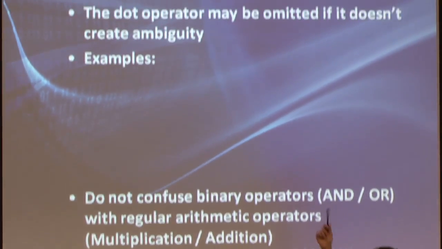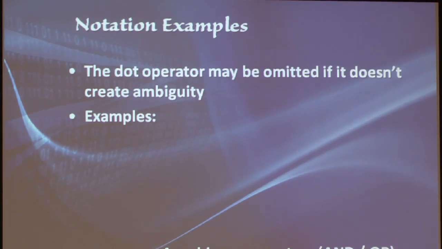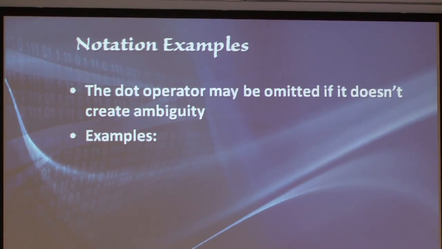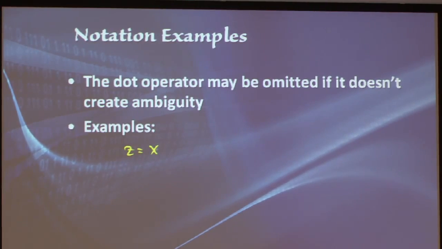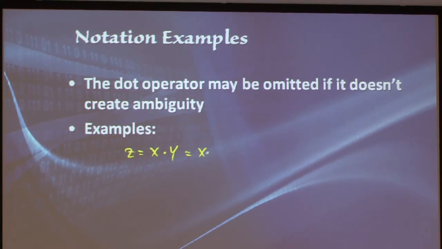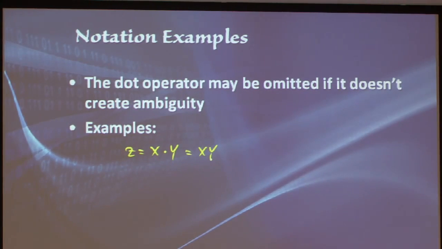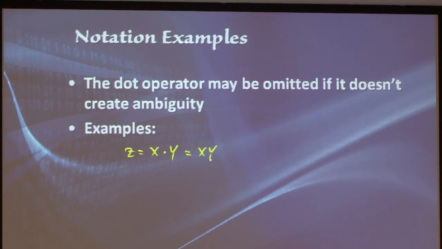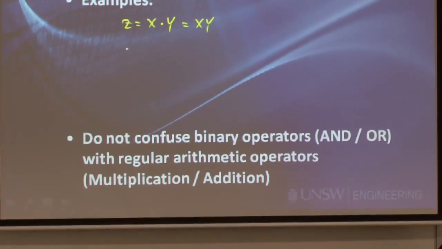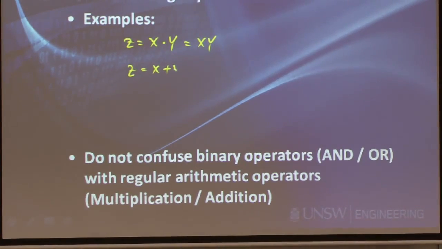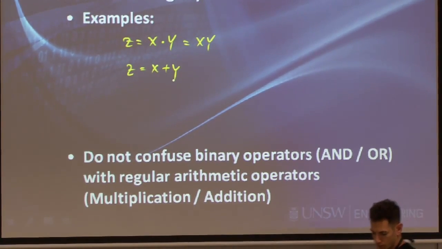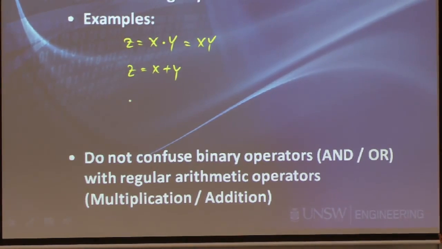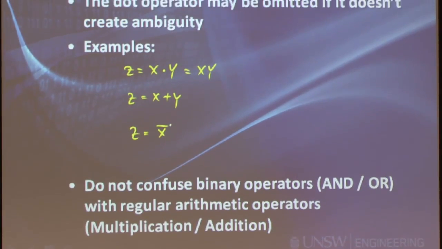As I said before, with the and we can omit the dot if the context is clear, and we can say things like, have an expression z equals x and y. So we either write it with the dot or with no dot if it doesn't cause any confusion. Similarly, for the or operation, we can say things like z equals x or y. And just for completion, z equals not x.